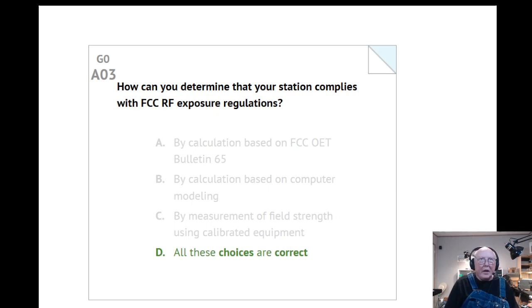And this again, A03, how can you determine that your station complies with FCC RF exposure regulations? And D is the correct answer. All of these choices are correct. That makes it easy because all you got to remember is that all of the choices it gives you are correct.